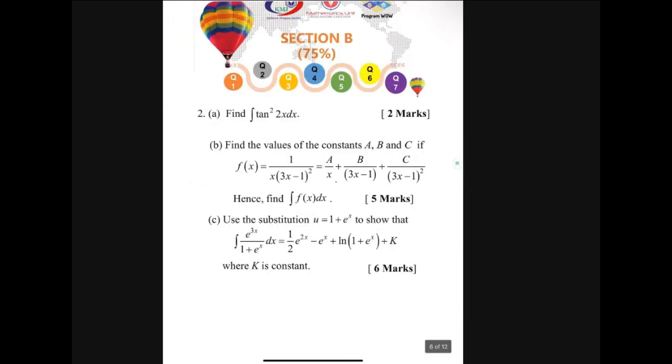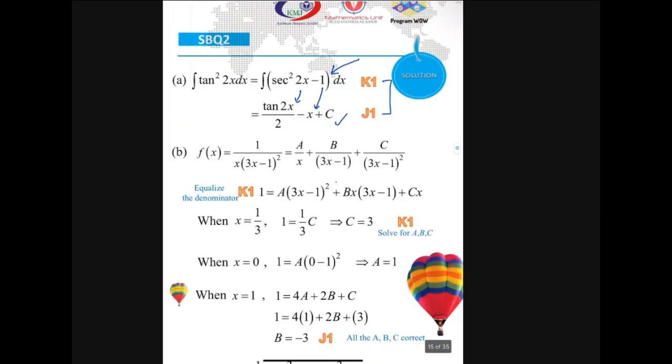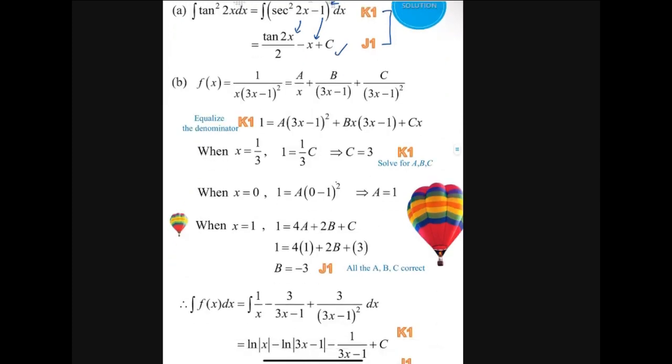Now moving on to question number 2b. So we have to find the value of constants A, B, and C, and then we have to integrate this. If you check this f(x) function, that's referring to partial fraction form. The question already transforms this into 3 different types of fraction. You just have to equate the denominator as it is, and then from there substitute appropriate values of x so that we can find the values of a, b, and c.